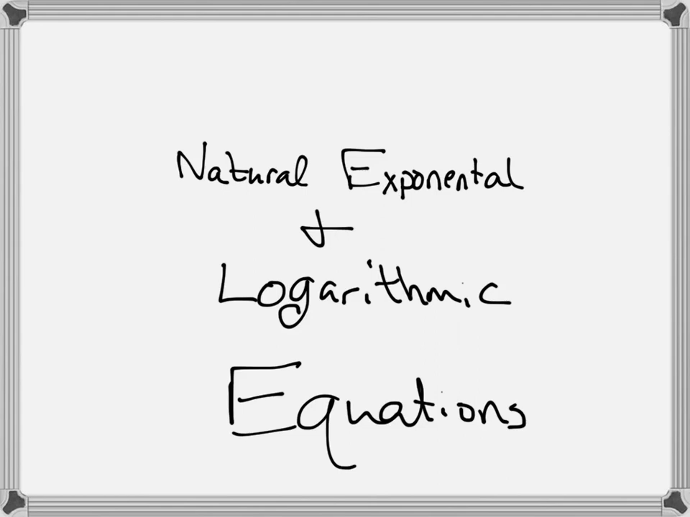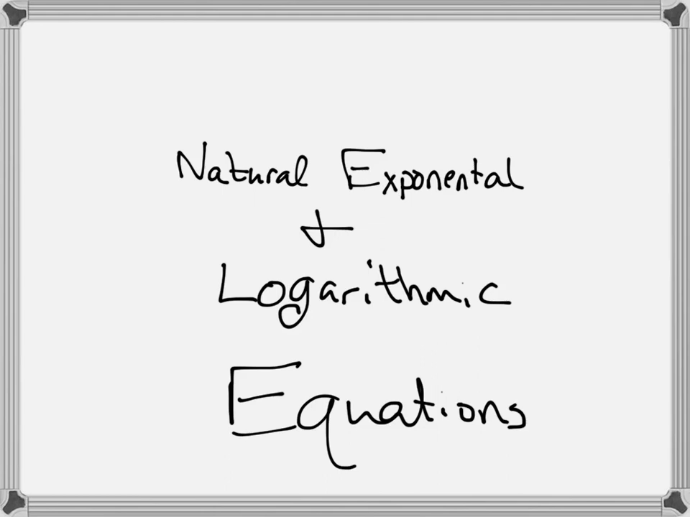So e to the first is a number. E is very similar, and the idea is the same as pi. It's a number that's being represented by a letter because it's used frequently. It's used frequently in growth problems. And it does represent an exact number.